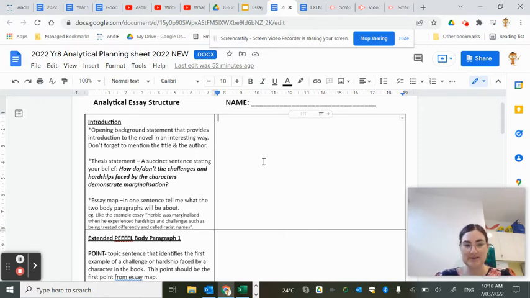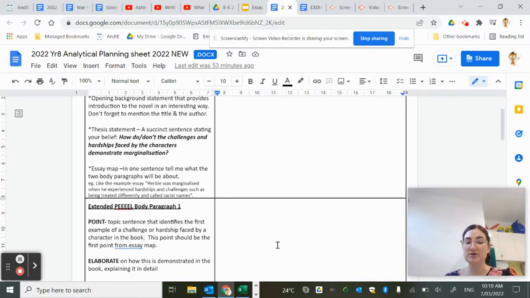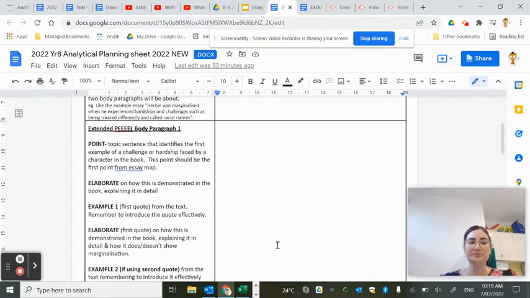If that was your essay map, I would expect that you would have one body paragraph about how they're marginalised in Afghanistan and on their journey, and then the next body paragraph about how they're marginalised in Australia. But that is up to you, because it depends on what your body paragraphs are about, and you needed to figure that out from the previous video.